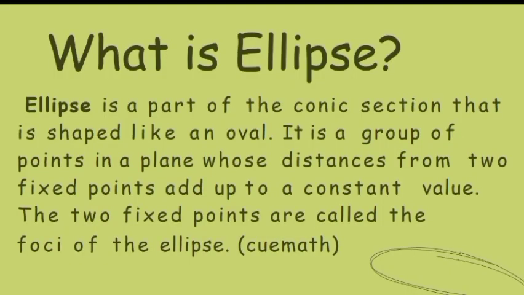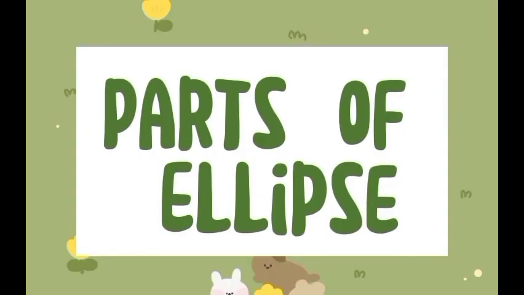An ellipse is a part of the conic section that has the shape of an oval. It is a group of points in a plane whose distances from two fixed points add up to a constant value. Constant means unchanging. To further understand, we'll talk about the parts of the ellipse. So here are the parts of the ellipse.